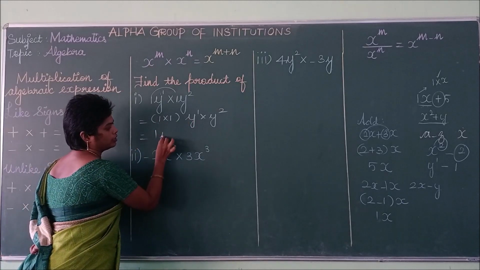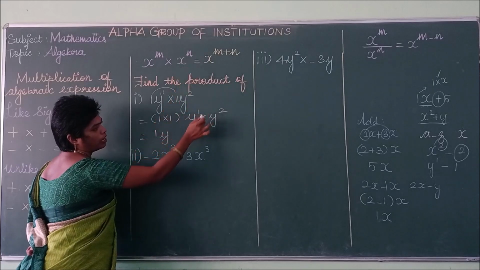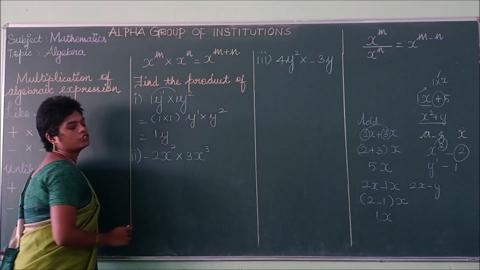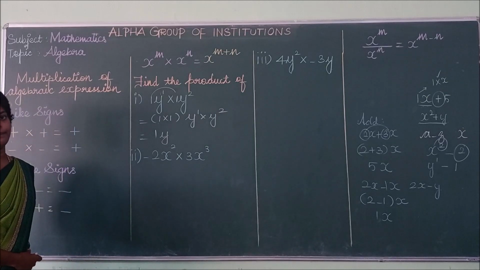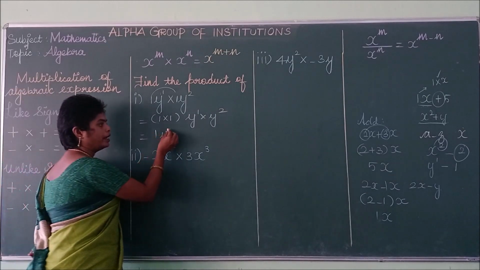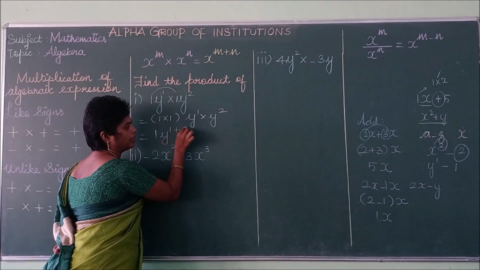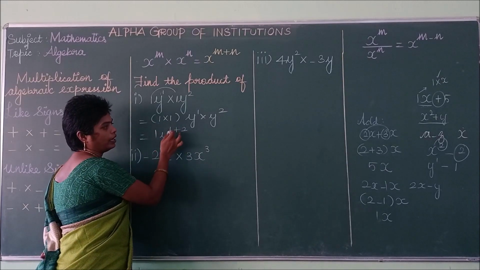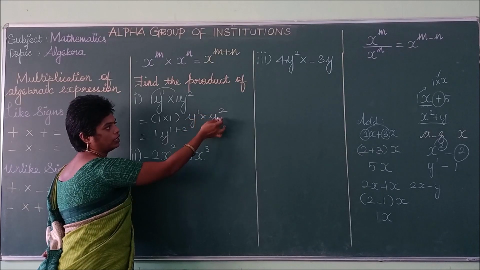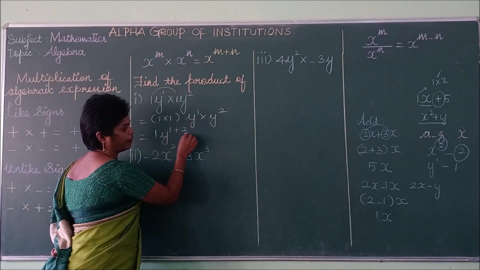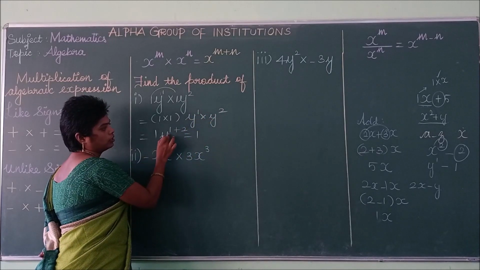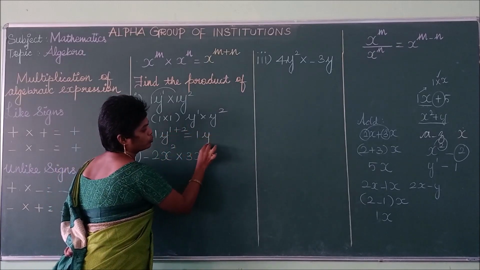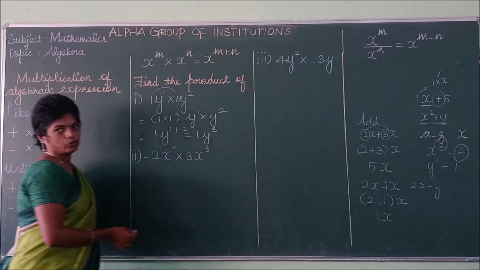Then you can write using this formula. So what is the formula? y power m into y power n is equal to y power m plus n. So y power m plus n means you have to add the powers. So 1 into 1 is 1. y power m plus n, here 1 and here 2. So you can add the powers. You add these powers, 1 plus 2 is what? You get the value 3.